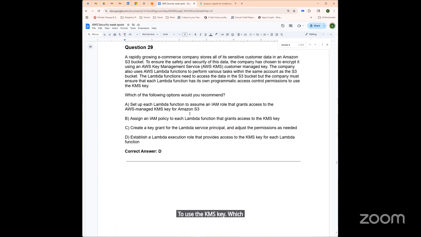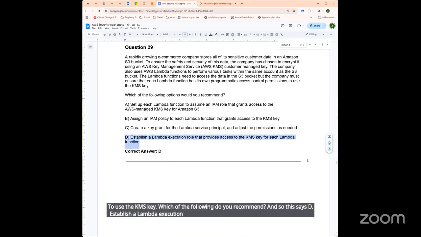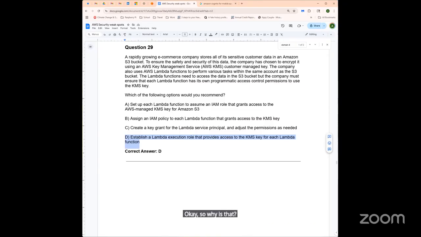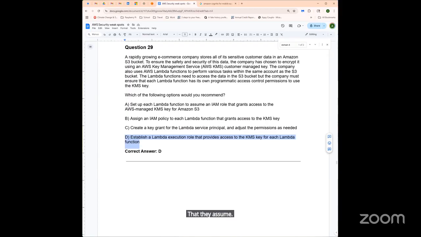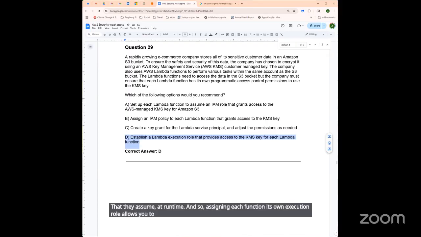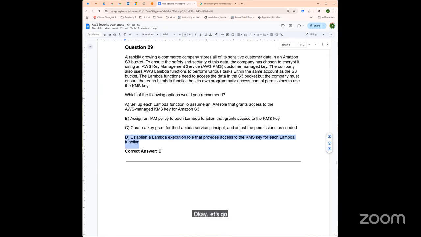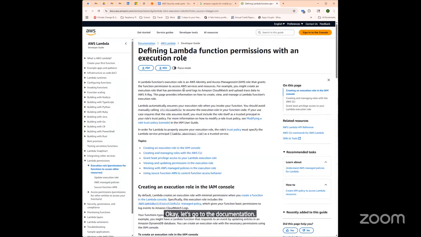Which of the following do you recommend? And so this says D, establish a Lambda execution role that provides access to the KMS key for each Lambda function. That makes sense off the bat. Okay, so why is that? Lambda functions access other AWS services like KMS using a role that they assume at runtime. And so assigning each function its own execution role allows you to scope KMS permissions precisely for each function. Okay, let's go to the documentation.